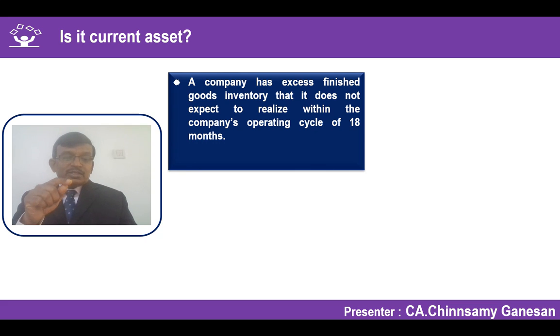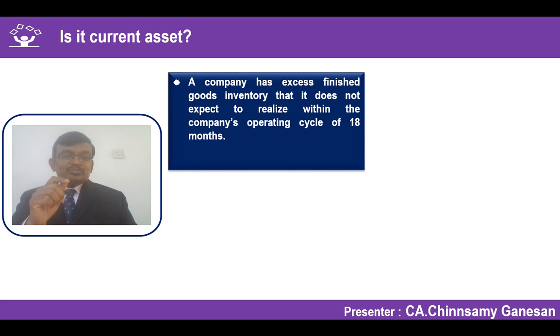First, I go to the flowchart. Whether expected to be realized within the operating cycle? No, failed. The second condition is held for sale. Inventory is always held for sale. So naturally, inventory will never be classified as a non-current item, even if it is held for a longer duration.